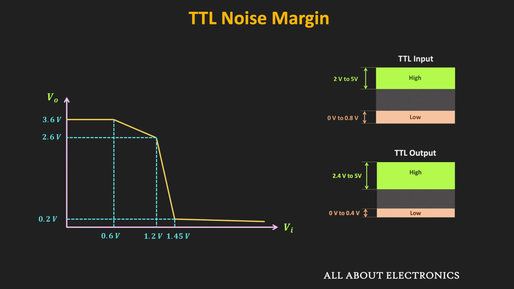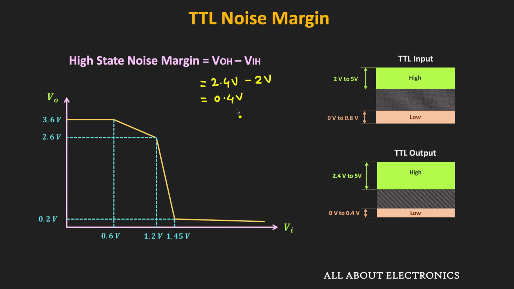So now, if we see the high state noise margin, then that is equal to VOH minus VIH. So here, this VOH is equal to 2.4 volt. And similarly, if we see the VIH, then that is equal to 2 volt. That means for this TTL logic, this high state noise margin is also equal to 0.4 volt. So we can say that for this TTL logic, both high state and the low state noise margin is equal to 0.4 volt. So similarly, now let us see the fan out for this TTL logic circuit.